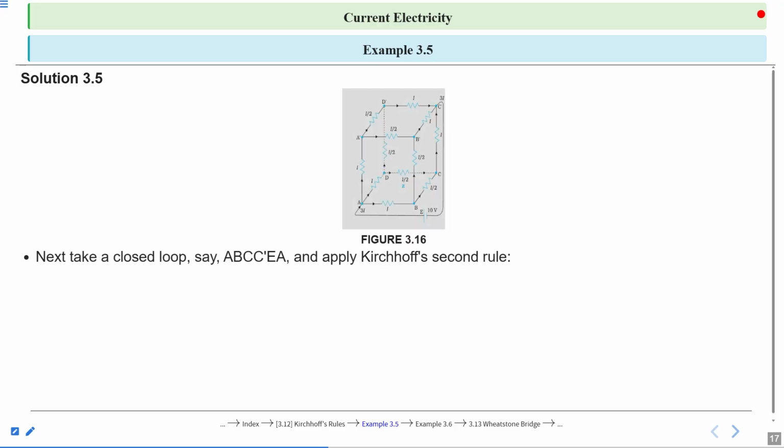Next take a closed loop, say A, B, C, C dash, E, A, and apply Kirchhoff's second rule. Now you have determined the current in each path, so you can apply Kirchhoff's second rule, that is the voltage rule. The first rule is the junction rule, the second rule is the loop rule or voltage law. So next take the closed loop A, B, C, C dash, E and A, which you can see in the diagram. That closed path we are taking.